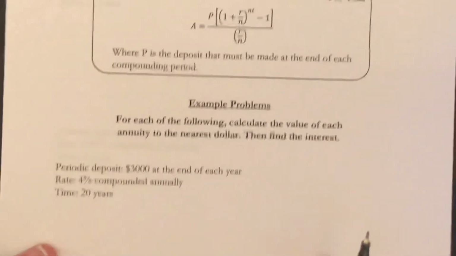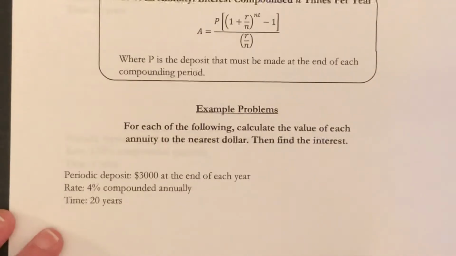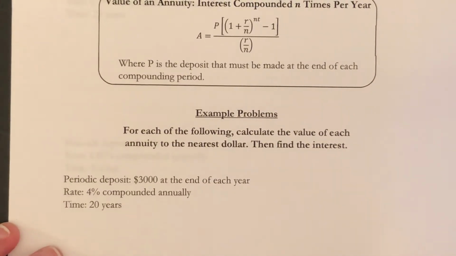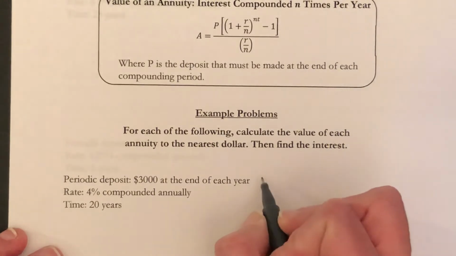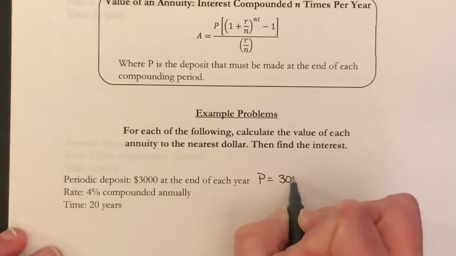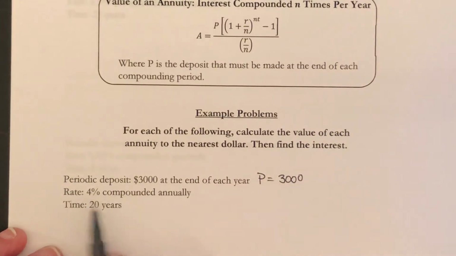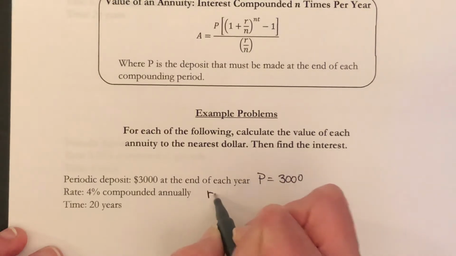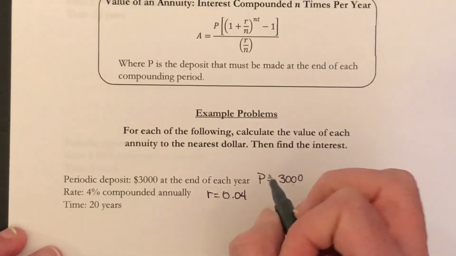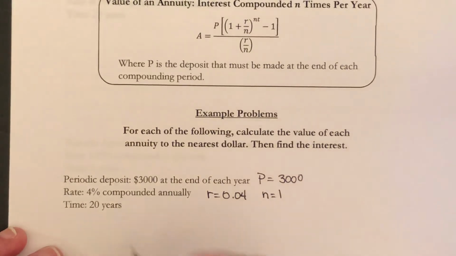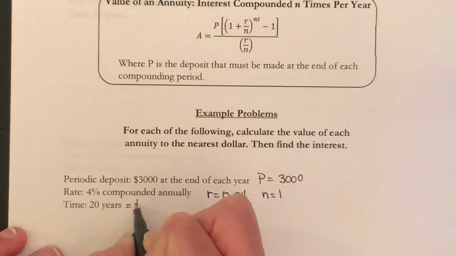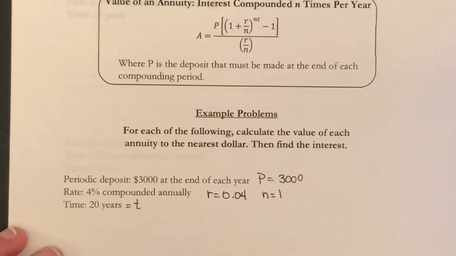Okay? So let's work some example problems. For each of the following, calculate the value of each annuity to the nearest dollar, then find the amount of interest you made on that investment. So if we have a periodic deposit of $3,000 at the end of each year, my P value is going to be 3,000. The rate is 4% compounded annually, so my rate is 0.04. And our N value is going to be 1. In 20 years, that's our time. And again, time does need to be in years on this one as well.